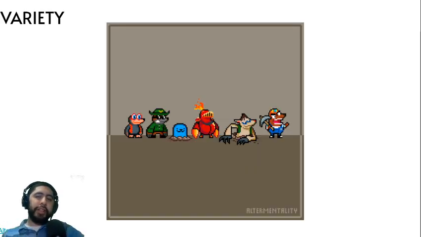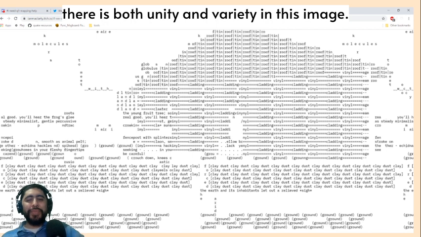And then variety is how things are different. So all these different moles all appear differently, right? There's a variety in this composition because they all have different forms, colors, shapes, probably sounds, etc. It's really cute. So there's both unity and variety in this image.